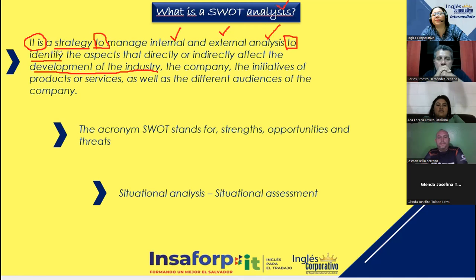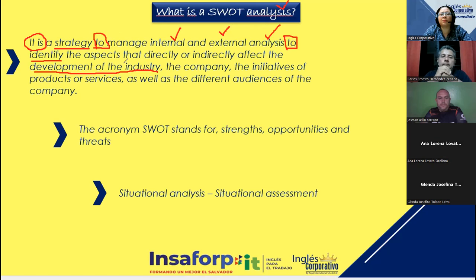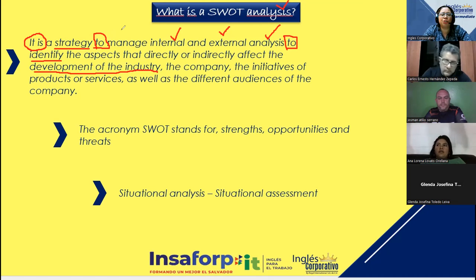And then to identify. Aspects, okay, directly or indirectly, that's not important in this moment because we said internal and external. The development of the industry. Okay, ahí está. It is a strategy to manage, okay, to manage analysis. What is the purpose to manage the analysis? To identify what? The development of the industry.